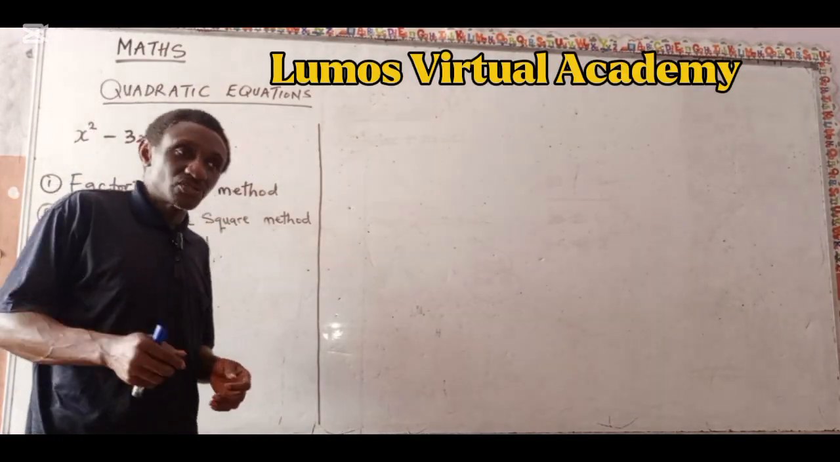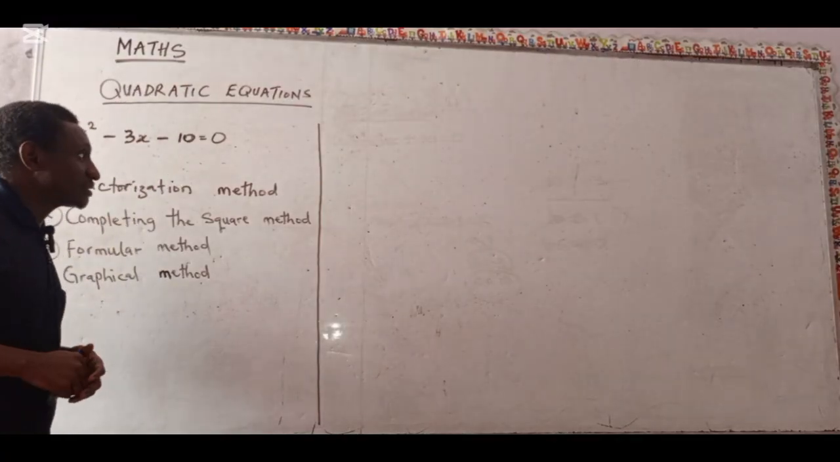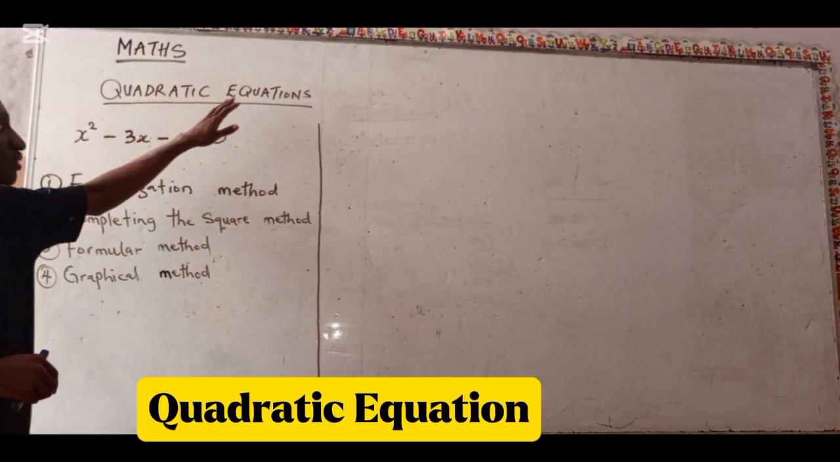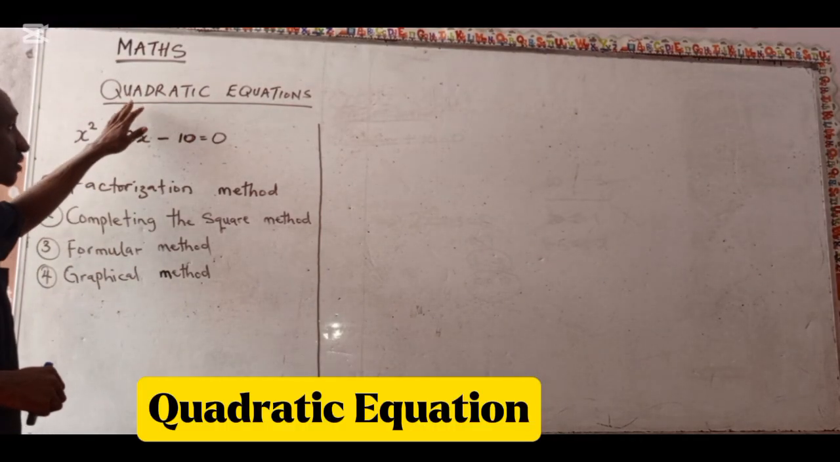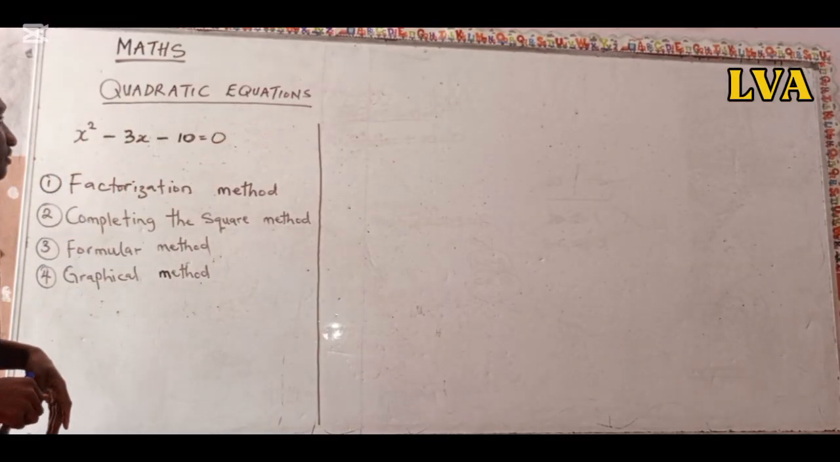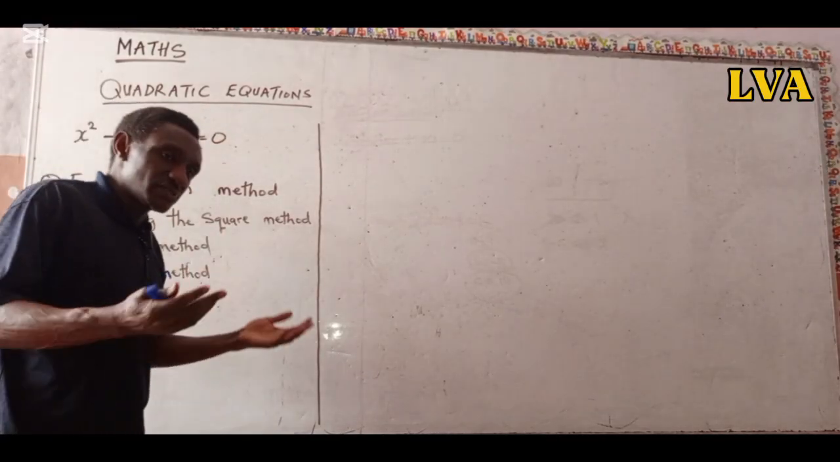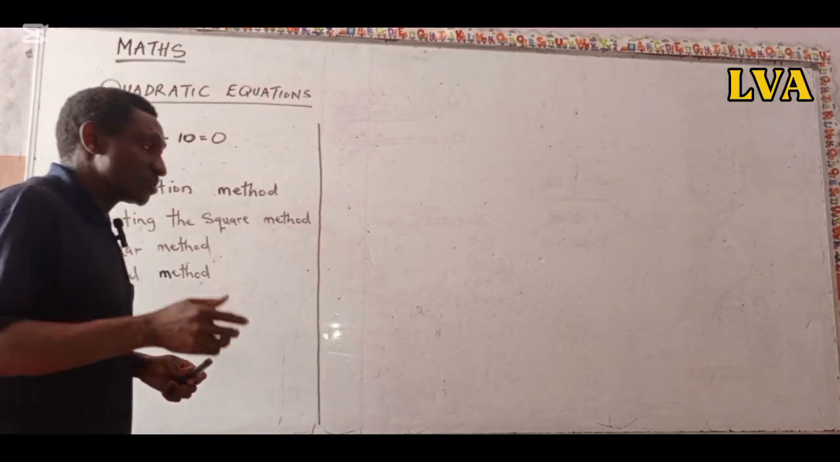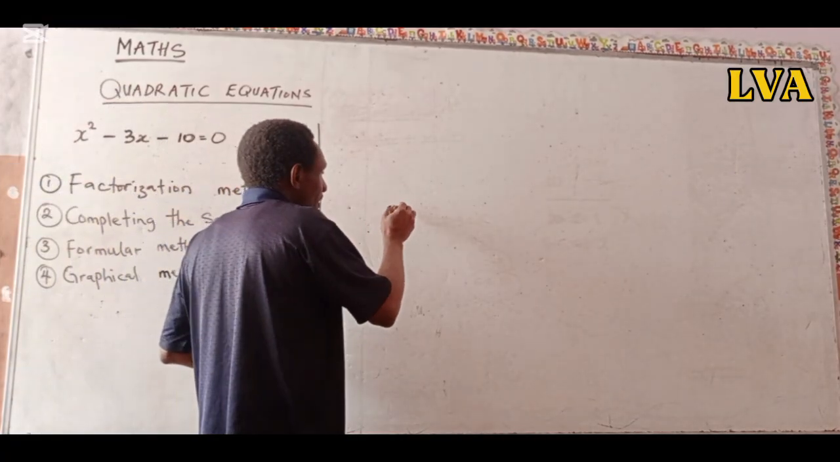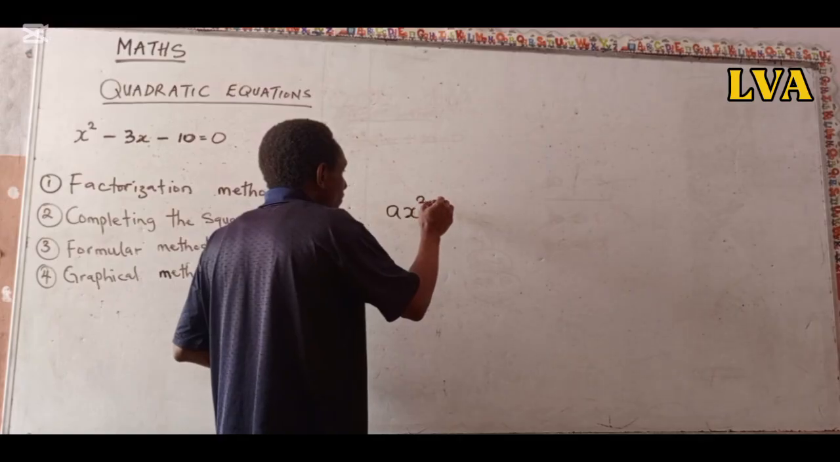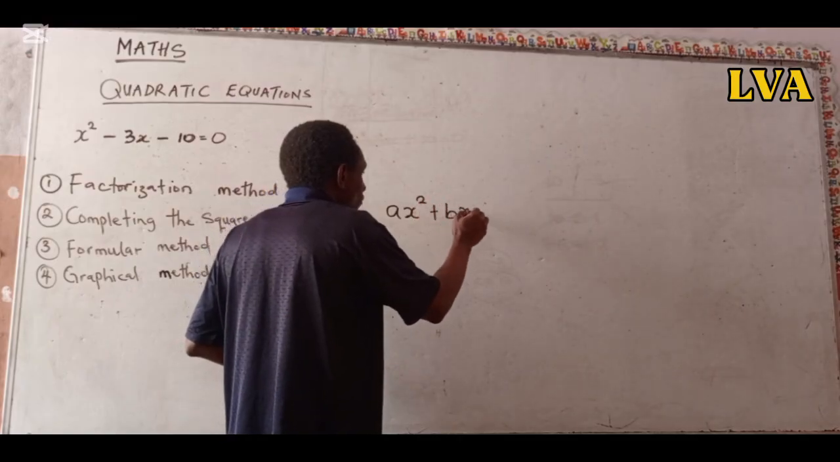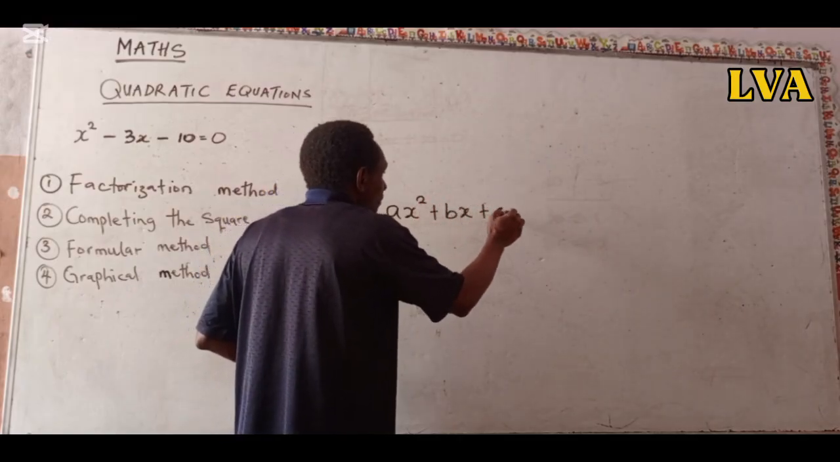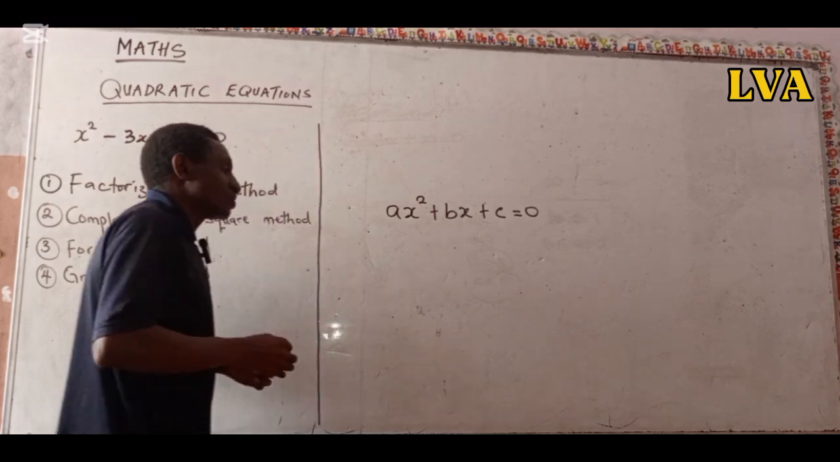So we're going to be doing mathematics today, and the topic we will be looking at is quadratic equation, like you can see on the board. Now, we have several other types of equation. A quadratic equation is an equation that carries this form: ax squared plus bx plus c equal to 0.